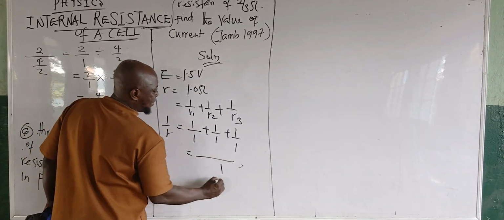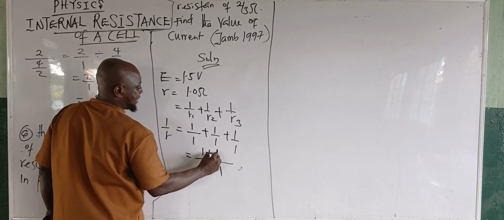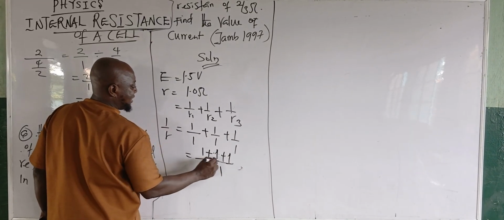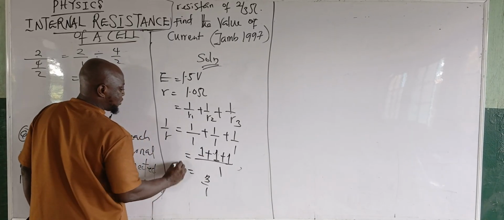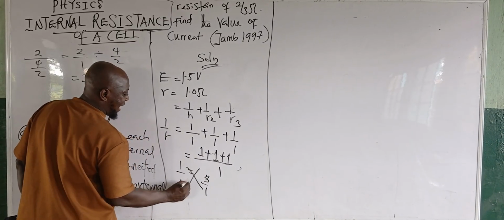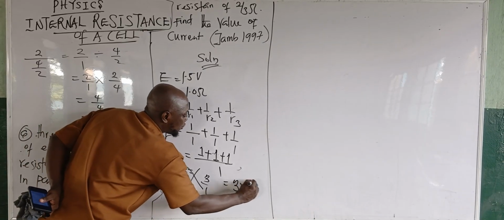So everything here will give me 1. Check my LCM here is 1 plus 1 plus 1. Very important. So this is 1, please. Very important value here. So here we now have 3 over 1 here. So over this R, if you cross multiply like this, we now have that. Here, I have 3R will give us 1.